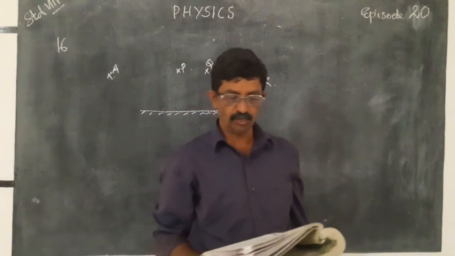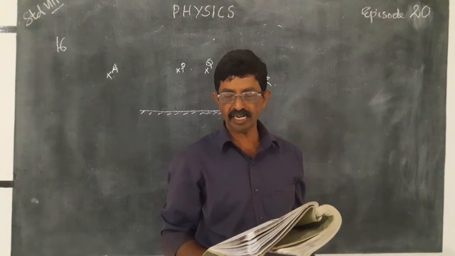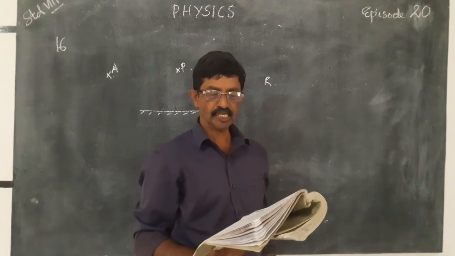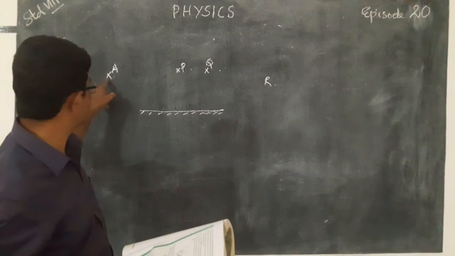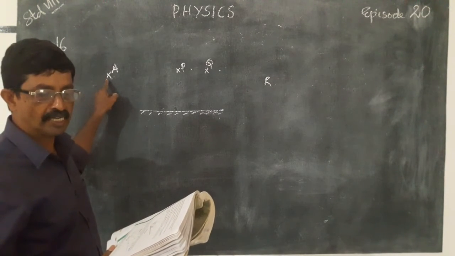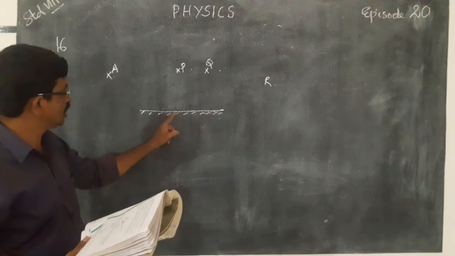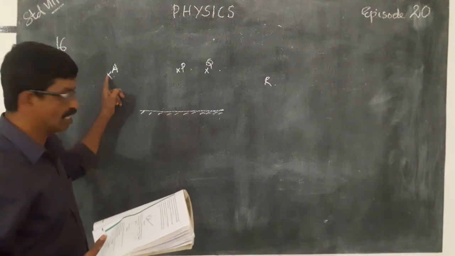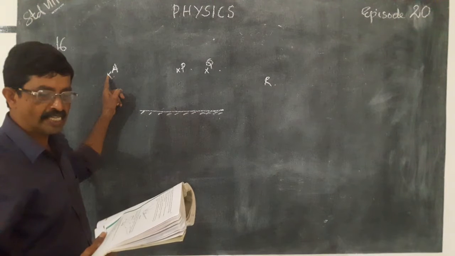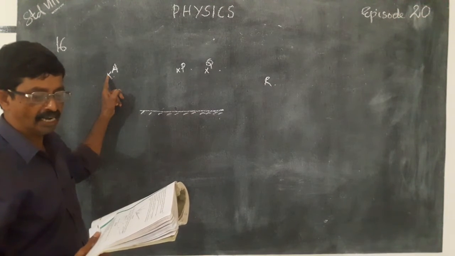16. Bucho stands at A just on the side of the plane mirror as shown. Can he see himself in the mirror? Answer: no. Also, can we see the images of objects situated at P, Q and R?